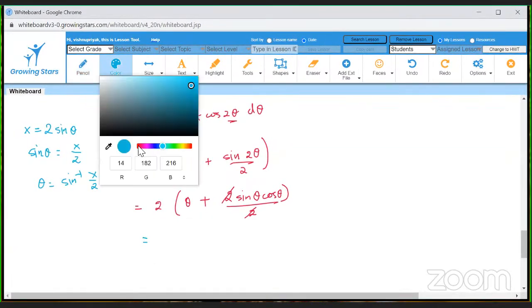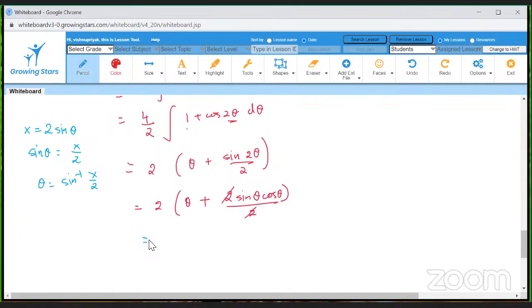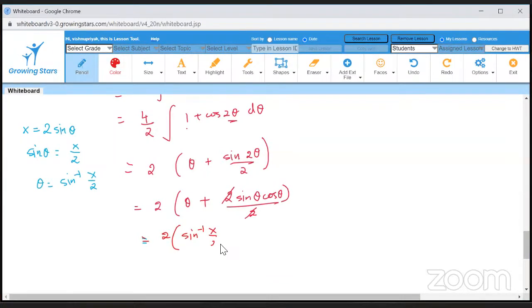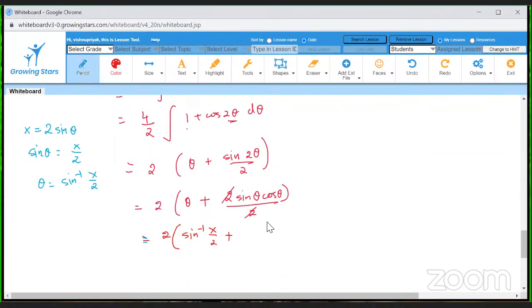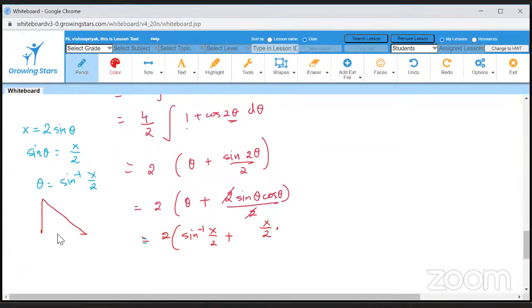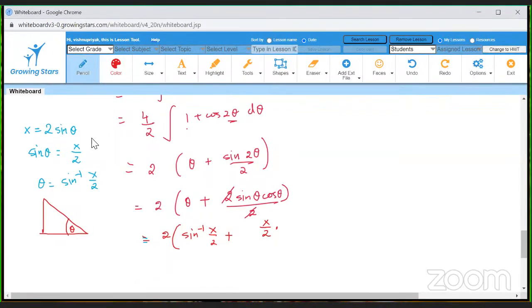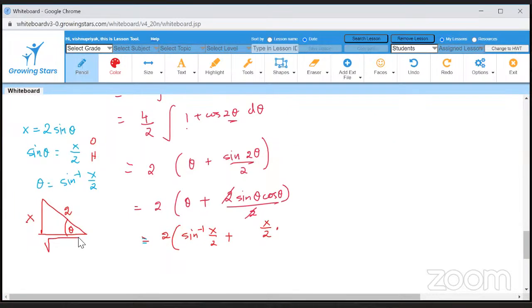So you will write that 2 theta is 2 sine inverse x by 2 plus sine theta, which is x by 2, times cos theta. You can draw one right angle triangle. Sine theta is opposite by hypotenuse. Opposite is x, hypotenuse is 2. So this side, by Pythagoras theorem, is square root of 2 square minus x square.